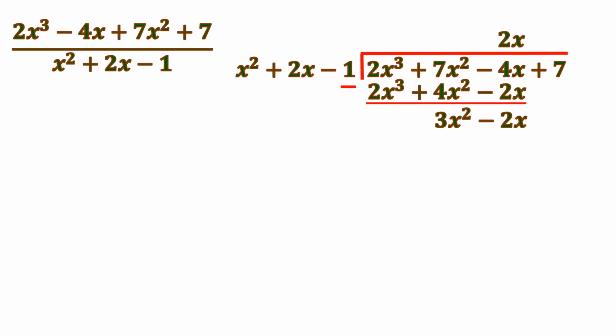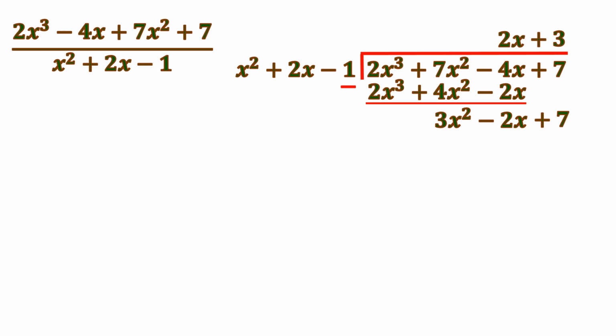Negative 4x minus negative 2x is the same as negative 4x plus positive 2x. It will be negative 2x. Then bring down positive 7. Then let's divide. 3x squared divided by x squared is 3.